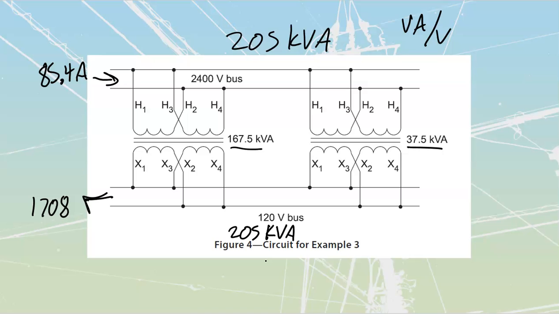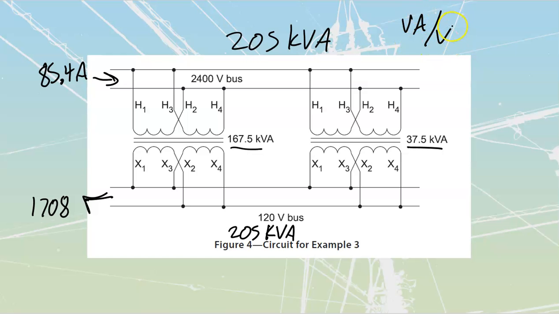Later on, we're going to apply Kirchhoff's current law and verify everything that we have. The next thing they ask is what's the full load current rating of each of my transformers. Well, how many kVA is this one delivering? 167.5. At how many volts? 2400 volts. So I can take that 167.5 kVA and divide out my voltage of 2400.